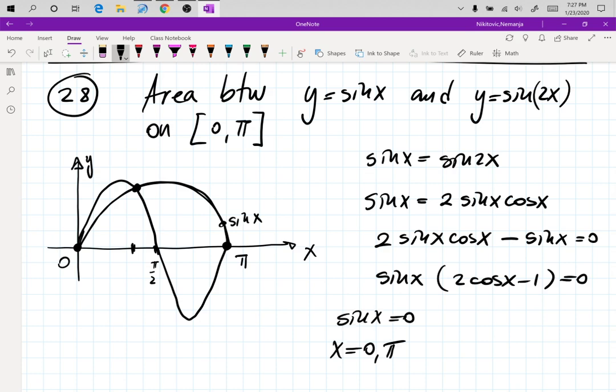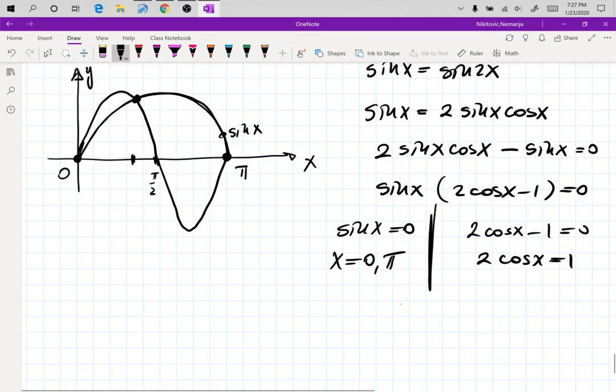Sine is 0 at 0, pi, 2 pi, 3 pi, 4 pi, right? Every pi gives you 0 for sine. Now you also have the other equation that you have to solve, and that's 2 cosine x minus 1 equals 0, which is 2 cosine x equals 1, which is cosine x equals 1/2.